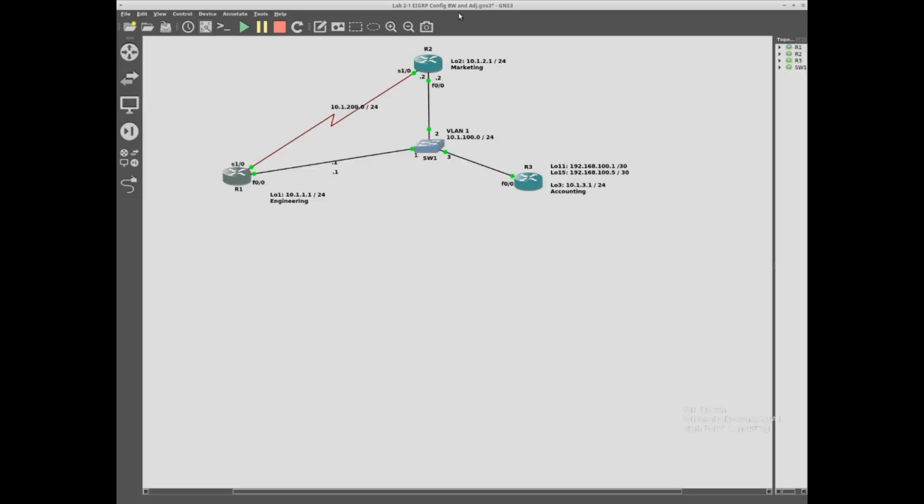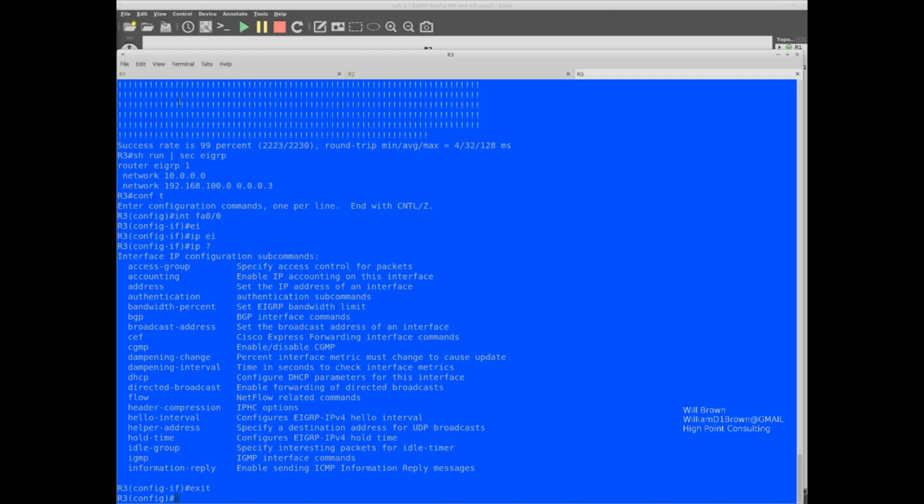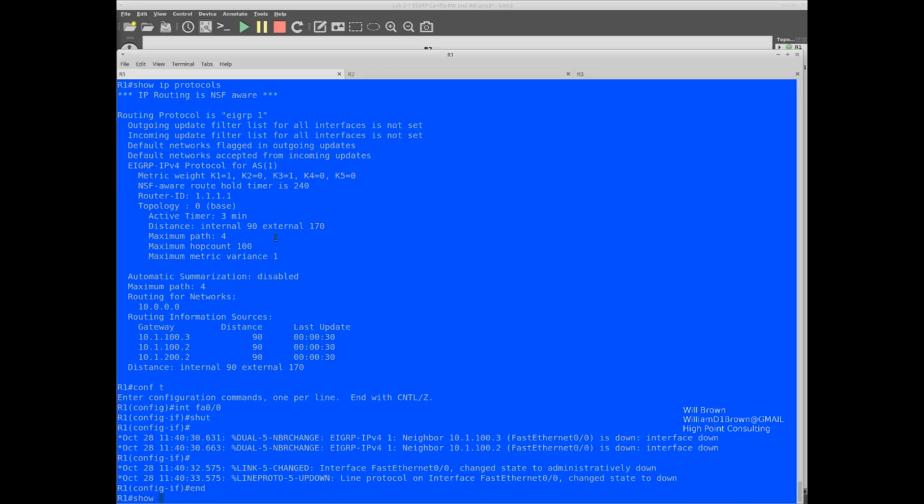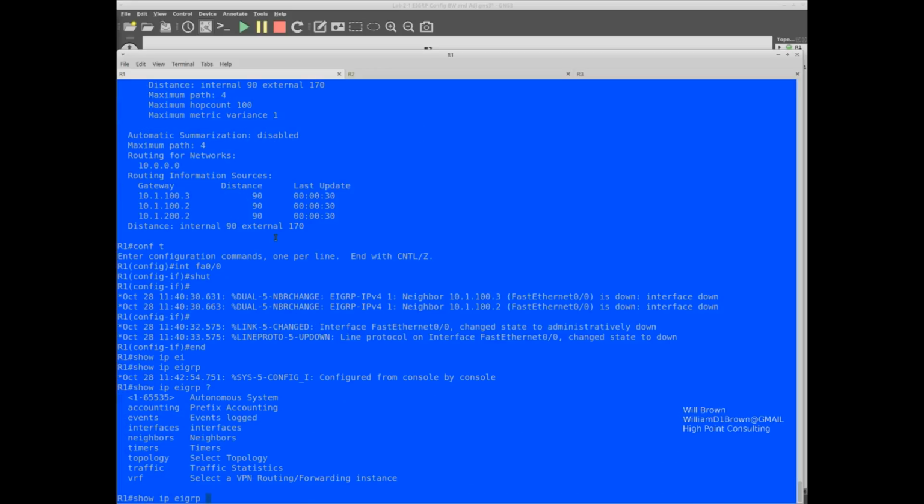Back to the topology. We have EIGRP running on the broadcast network between routers 1, 2, and 3. We also have EIGRP running on the serial segment between routers 1 and 2. And there is one more thing, and I'm not sure, show ip eigrp.